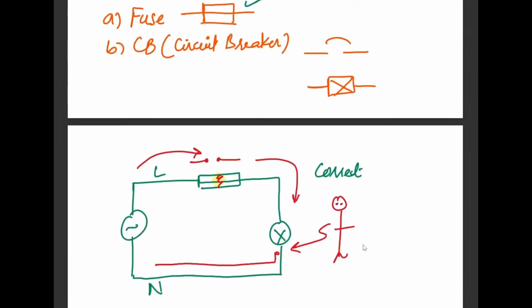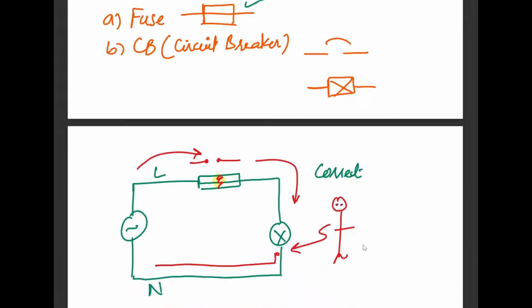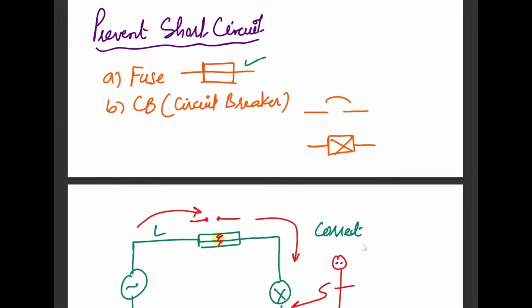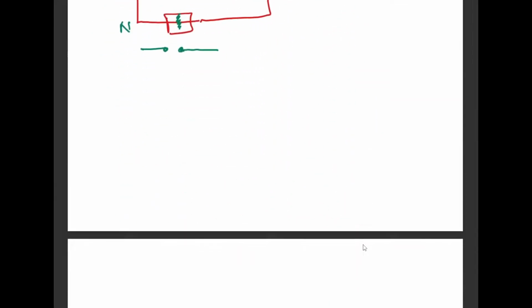Okay, so moving on to the next part. Similarly, the circuit breaker will also be connected in the live wire. So I'm adding this point over here: always connected in the live wire. Because again, we're anticipating that the person who's going to come to this place should be safe.